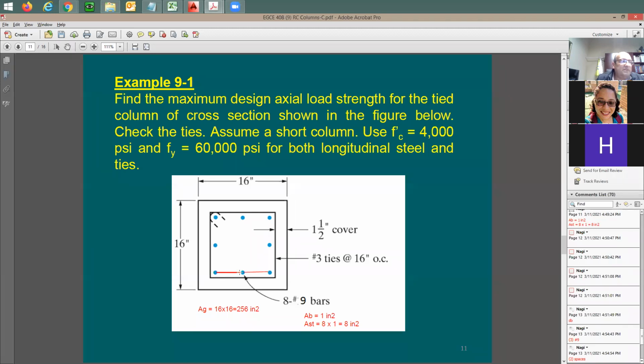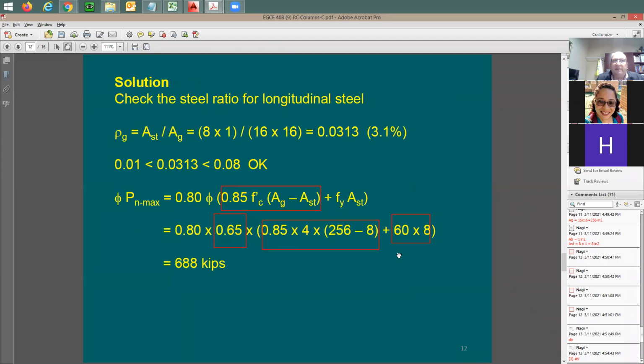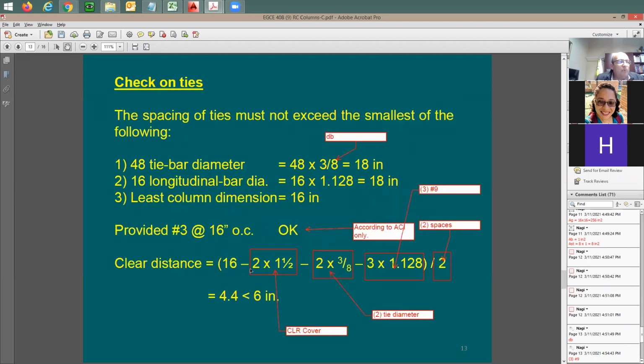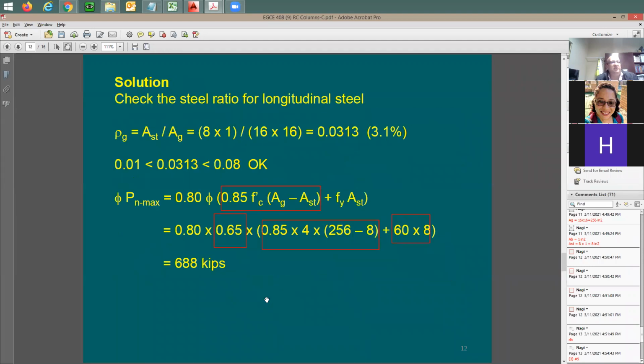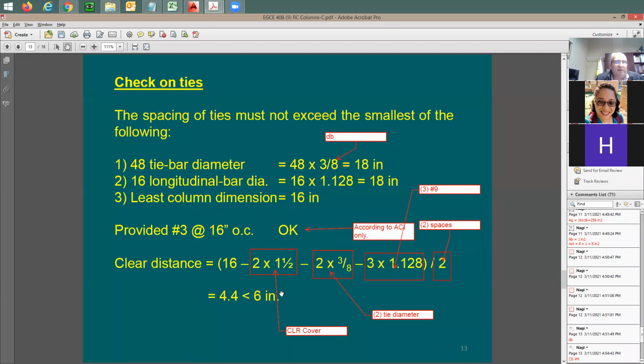Now, if the clear distance here is going to be more than 6 inches, I need to put cross ties. I'm going to tell them, I cannot really find out this axial compression strength. Why? Because you're not following the code requirement when it comes to steel detailing. We did the analysis, it's 4.4 inches, less than 6 inches. So we're good. It means this compression strength is okay, because we followed all the details when it comes to the tie spacing, right? Vertical spacing and the cross tie requirement. Any questions?